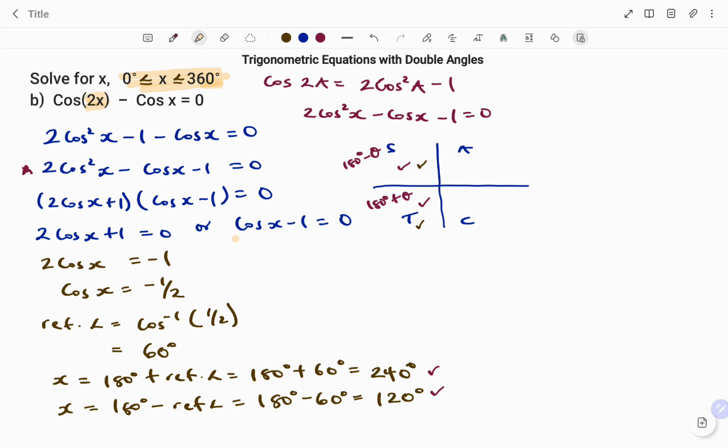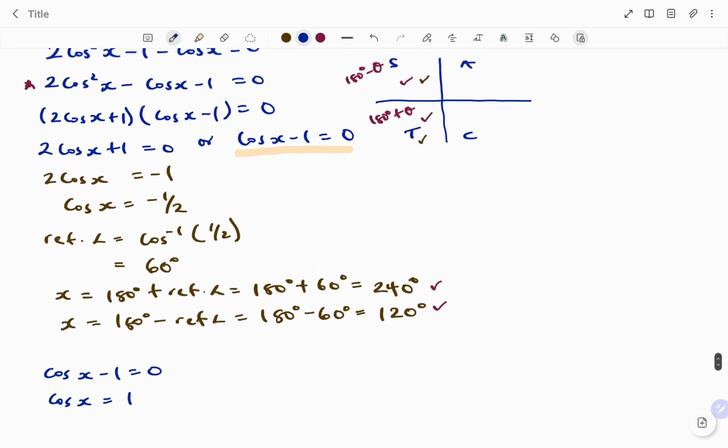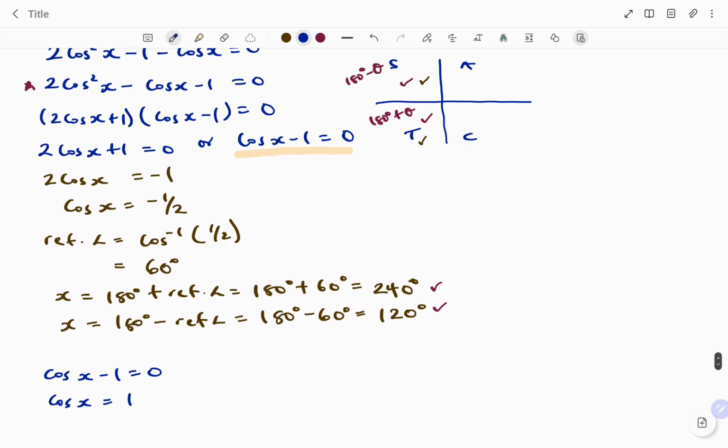We need to solve for cos x minus 1 equal to 0. Therefore, moving my negative 1 to the right-hand side, I have cos x equals to positive 1. If I go back to my CAST diagram, cos is positive. You can see cos is positive in the fourth and the first quadrant. We have that as 360 degrees minus theta, and we have this as theta.